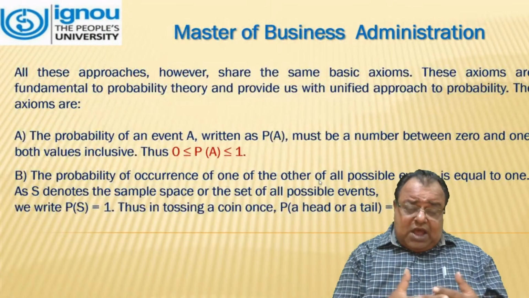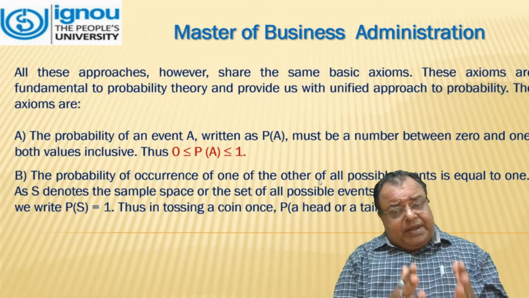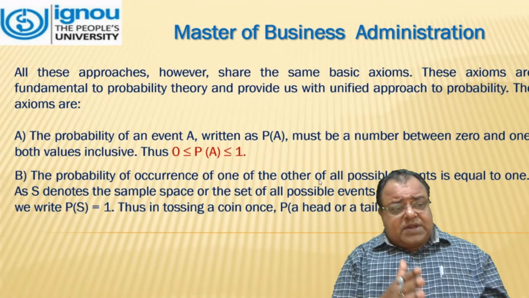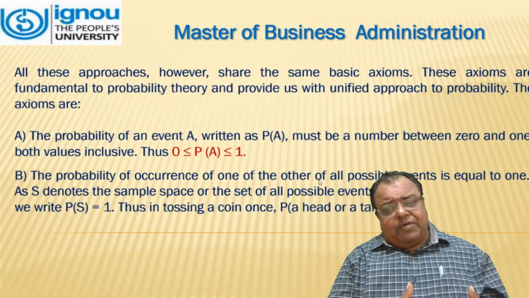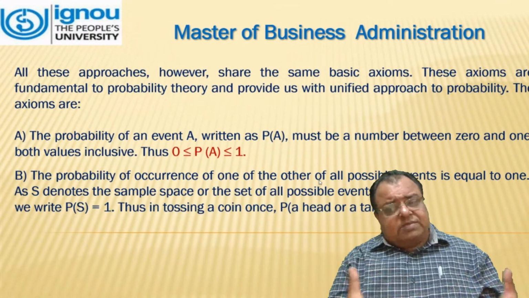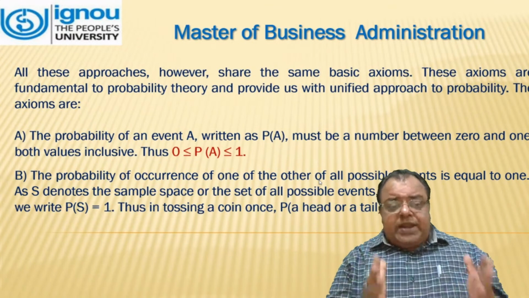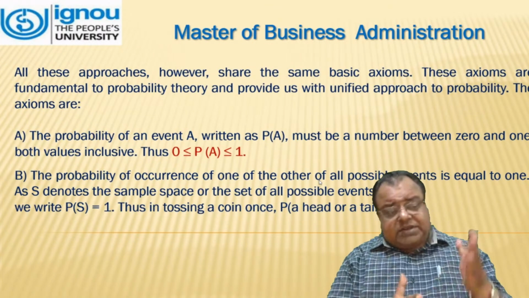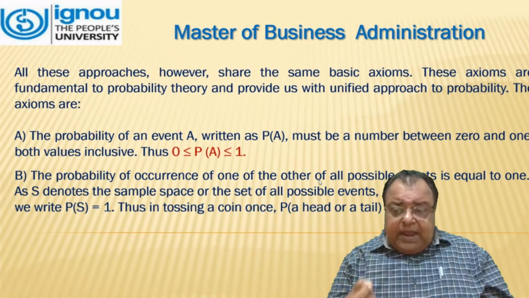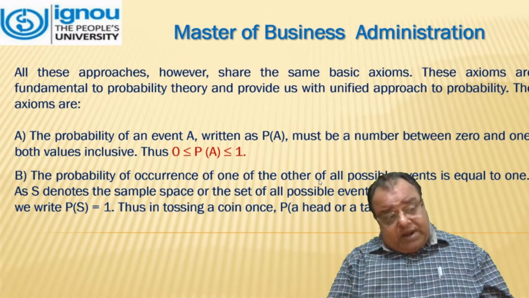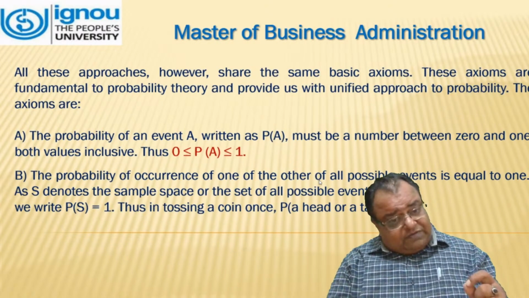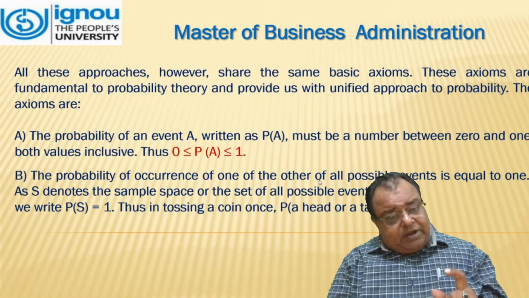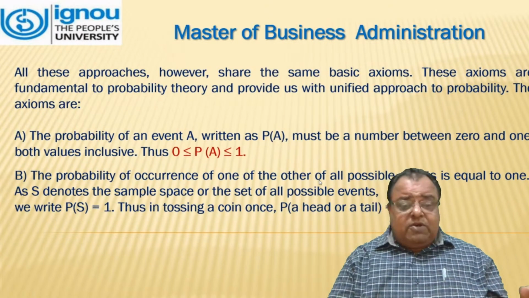All these approaches, however, share the same basic axioms. These axioms are fundamental to probability theory and provide us with a unified approach to probability. The axioms are: the probability of an event A, which is denoted as P(A), must be a number between 0 and 1, and both are inclusive. That means we can say that for any event, 0 is less than or equal to P(A) is less than or equal to 1.